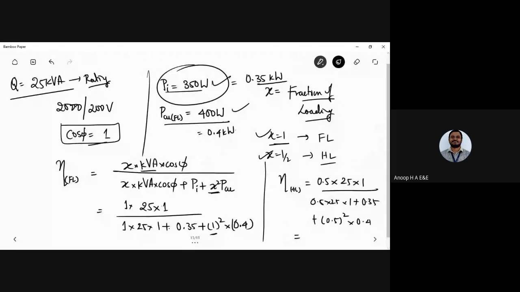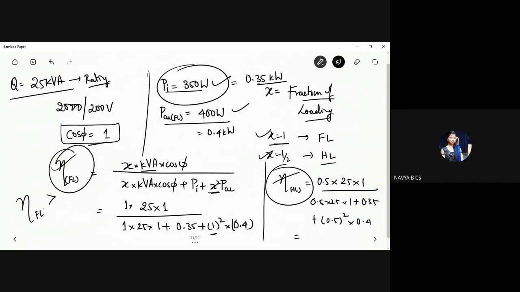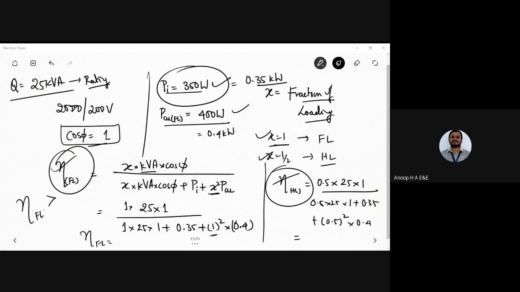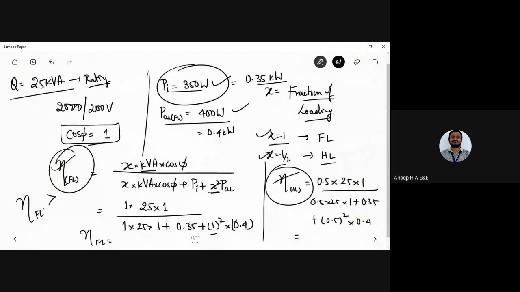So, which one will give you higher efficiency? Is it full load or half load? Full load, sir. Sorry? Which one will give you better efficiency? What is the value of eta FL that you have got? Is it 97%, right? 97, and this one is 96. So which one will give you better? Full load, sir. Yeah, so eta full load is greater than eta half load, right?